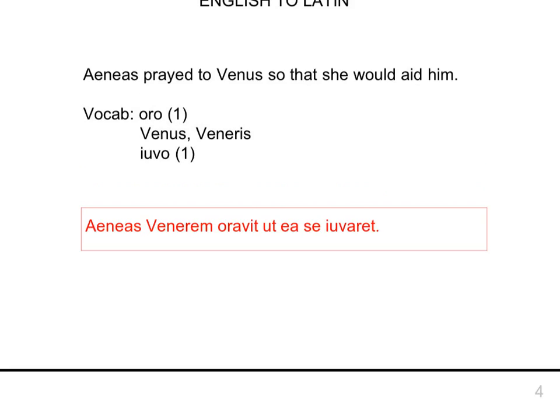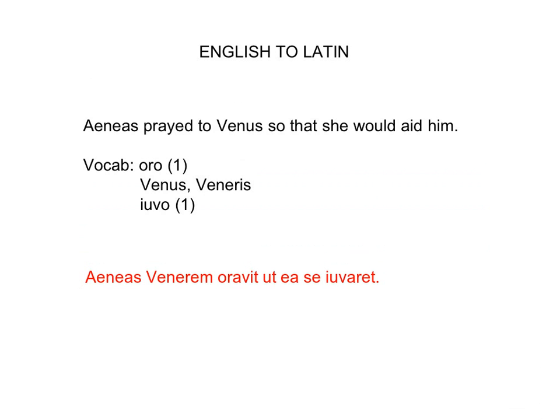Okay. And that should be it. Aeneas begged Venus, or prayed to Venus, so that, ut, she, and then our verb iuvare, "would aid," and then say, "him." So hopefully this is helpful. I'll try to put more videos about this later. Thanks.